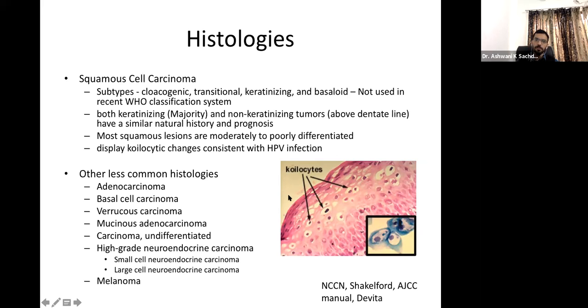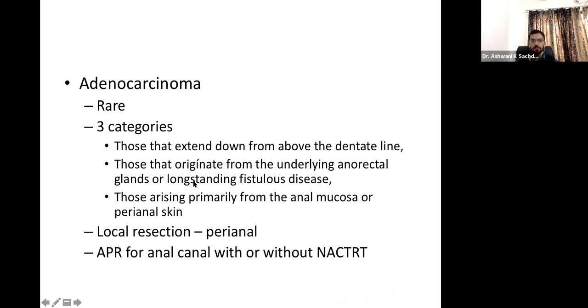They are typical coilocytes. Other less common histologies are adenocarcinoma, basal cell carcinoma, verrucous, mucinous carcinoma, high-grade neuroendocrine carcinomas, and melanomas. They are very less common. Majority, 90% of the times, the histology is squamous cell carcinoma.